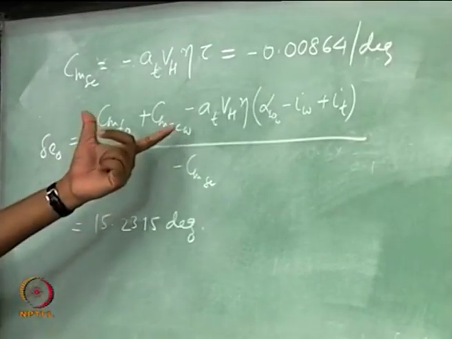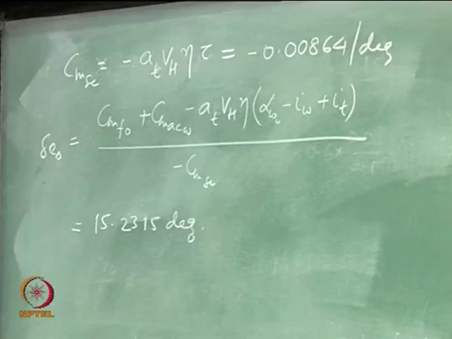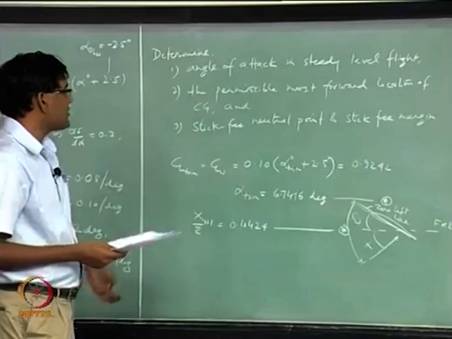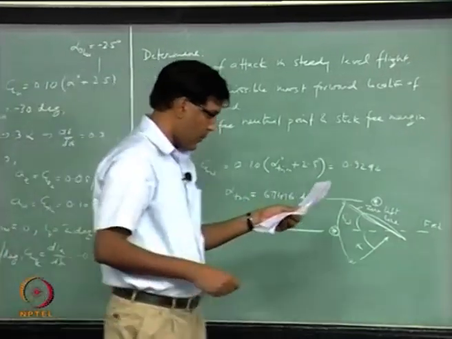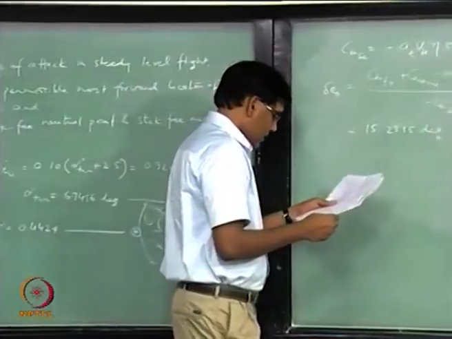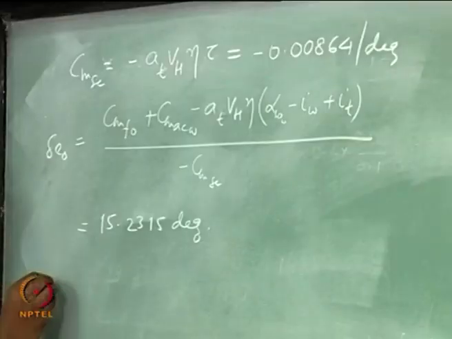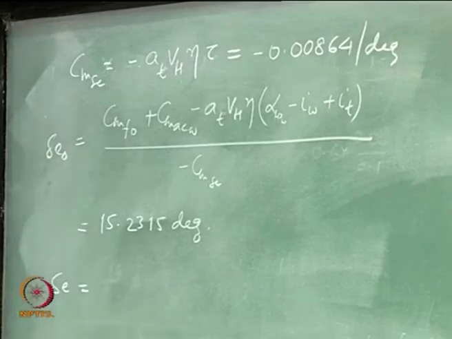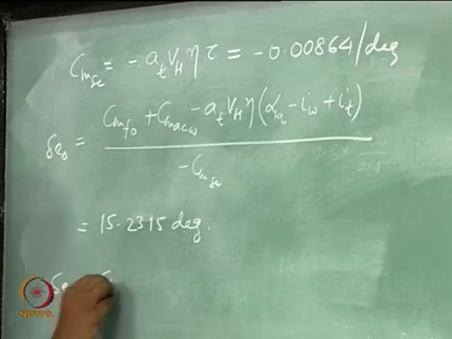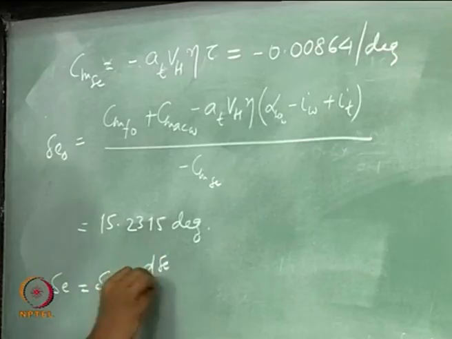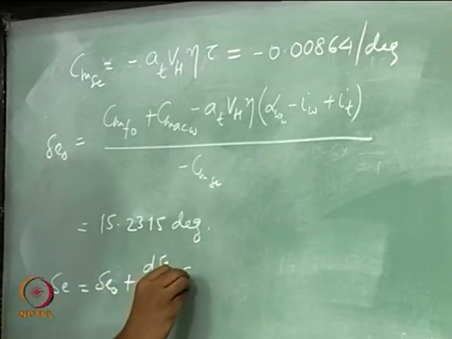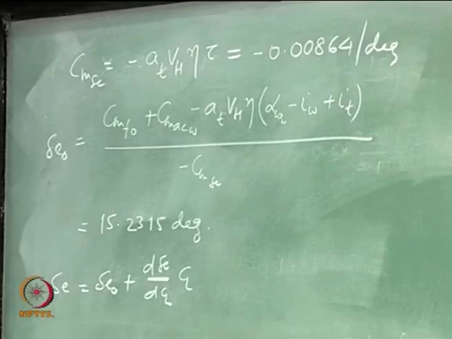So, you have all the numbers here, so you can find out what is delta E naught. What I need to find out is the permissible most forward location of CG. So, I use this simple relation which is this.